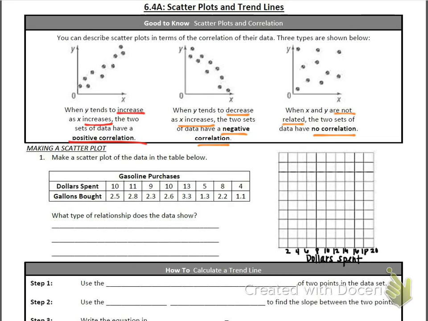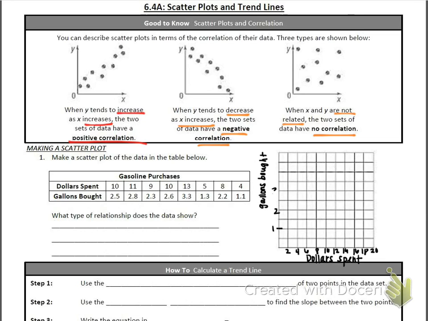And we need to title it. So then that means this one's going to be gallons purchased or gallons bought. Here, I'm going to rewrite gallons because that looks ugly. And on that one, every other one was 1. So I went by halves. Okay, so 1 doesn't start till here, and then I did 2, 3.